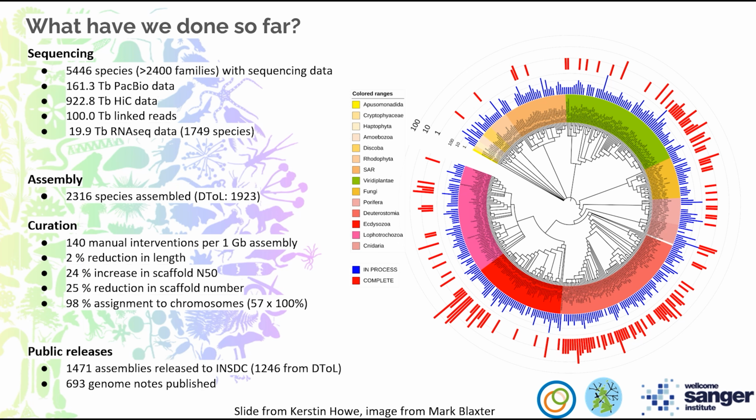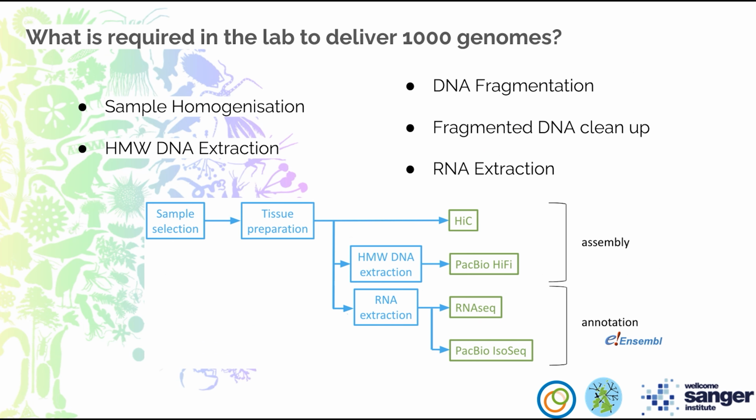But I'm here today to give you our take on what's really required in the wet lab, kind of upstream, in order to get this number of species through. So when you boil things really, really down to the basics, you need to homogenize your sample, you need your high molecular weight DNA extraction, fragmentation, you need to clean this up, and you need to do an RNA extraction. And then all of those different preps need to be sequenced and put together at the other end.